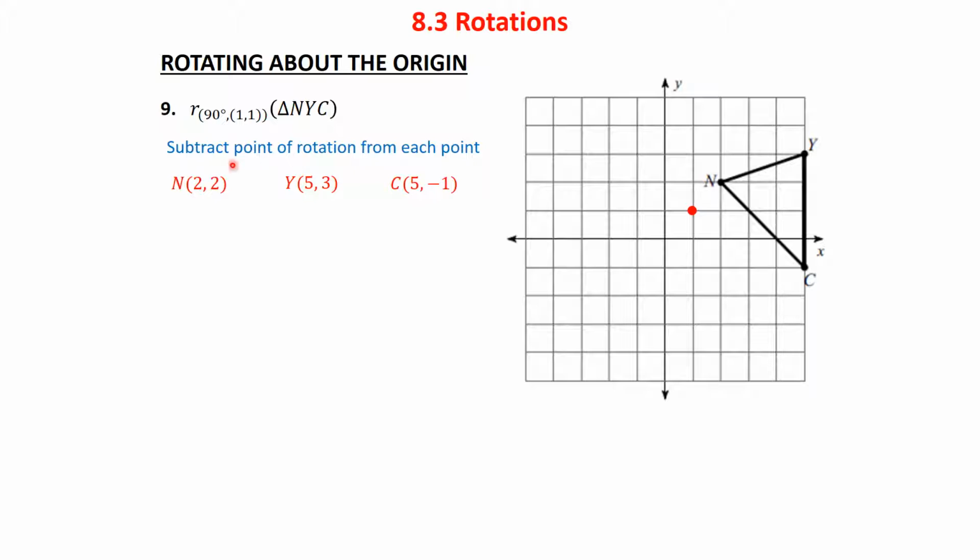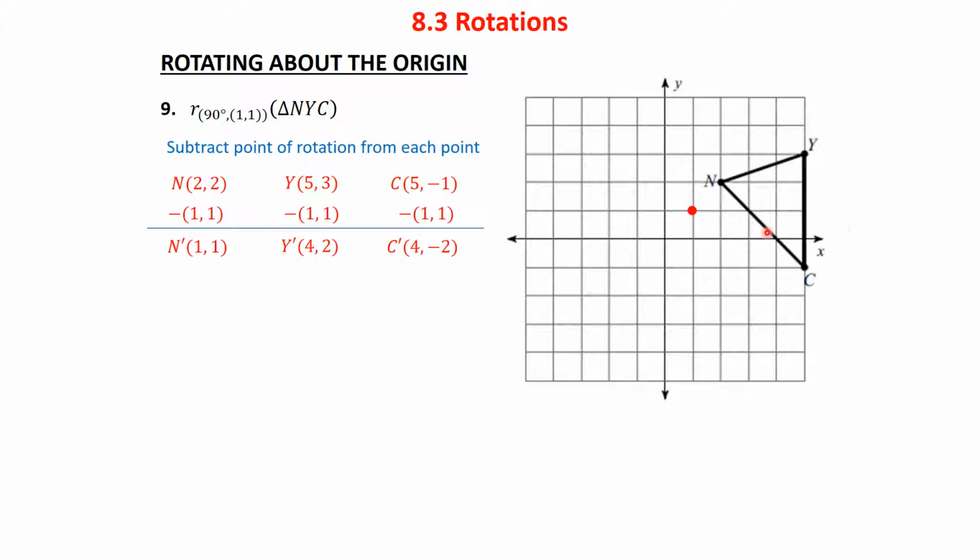Like I said, we're going to subtract the coordinates of our rotation point from each coordinate of the vertices. Here I'm just going to do this like we would do subtraction back in elementary school, just subtract straight down. So 2 minus 1 and 2 minus 1 gives me (1, 1). 5 minus 1 gives me 4. 3 minus 1 gives me 2. 5 minus 1 gives me 4. -1 minus another 1 gives me -2.